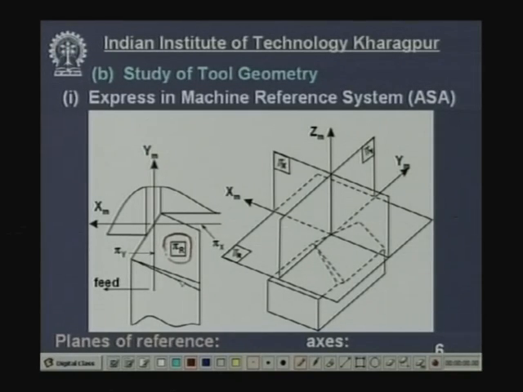Now, there should be three planes, three orthogonal planes perpendicular to each other have to be taken for reference. So, this is pi r. So, one is pi r.